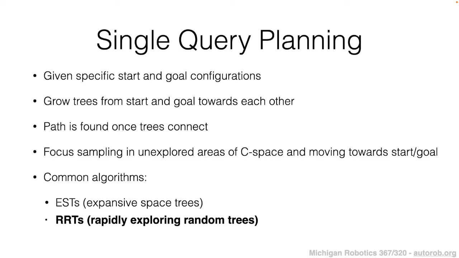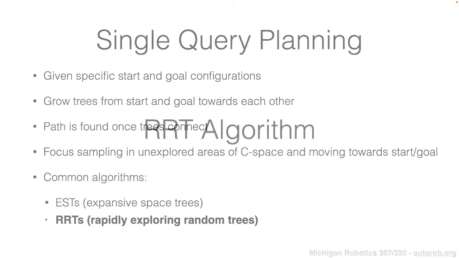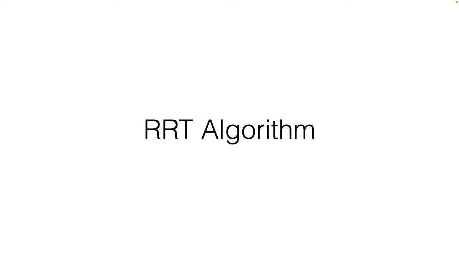And so two common algorithms from this class of single query planning would be expansive space trees and the algorithm that we're going to be looking at, which is rapidly exploring random trees. So let's now look at the RRT algorithm. We'll start by looking at pseudocode for the algorithm, and we'll step through some example animations to build intuition about how this pseudocode can be implemented and understood.